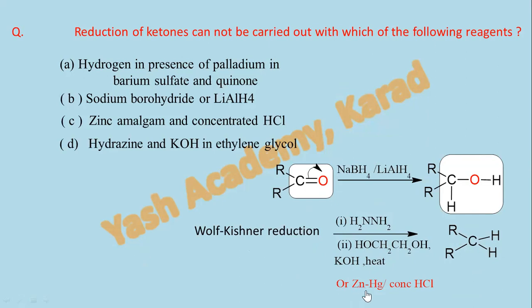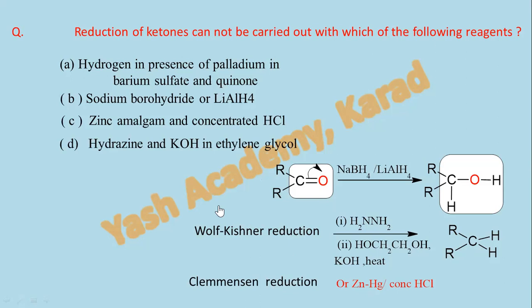Or sometimes zinc Hg and concentrated HCl, zinc amalgam and concentrated HCl, that is the Clemmensen reduction. You know that the Clemmensen reduction reduces carbonyl group, that is the C=O group, to CH2 group, that is the methylene group.